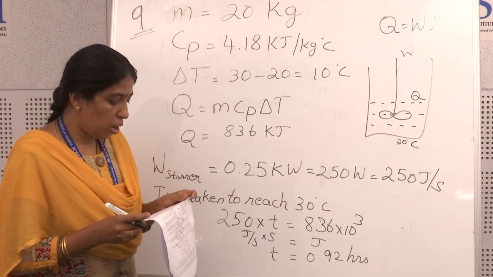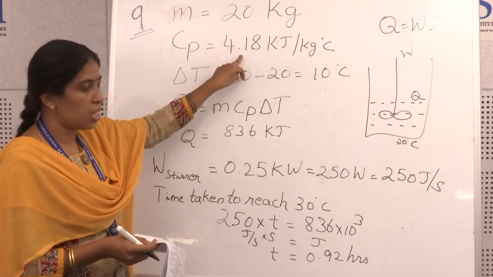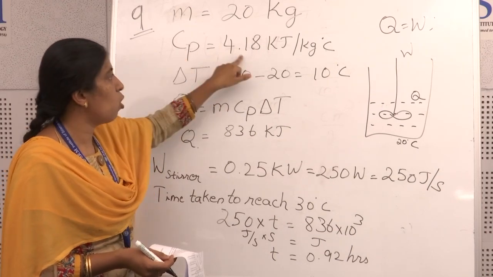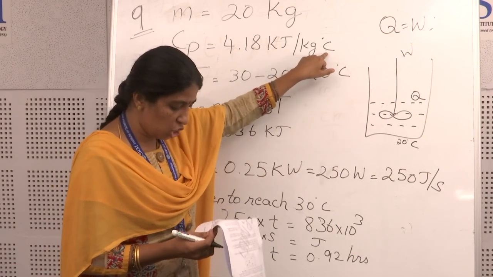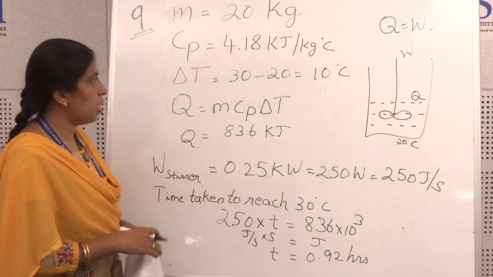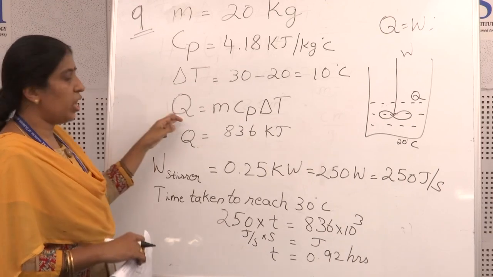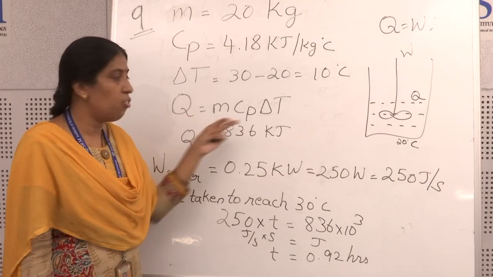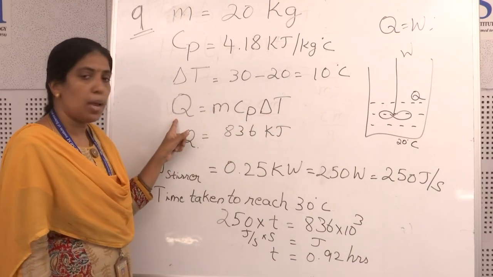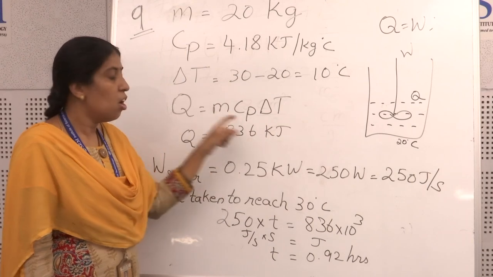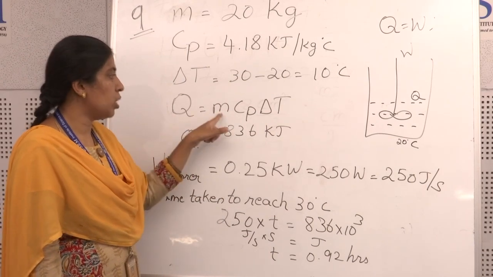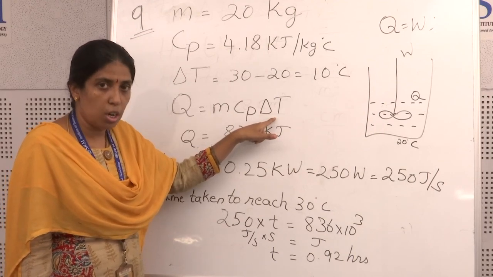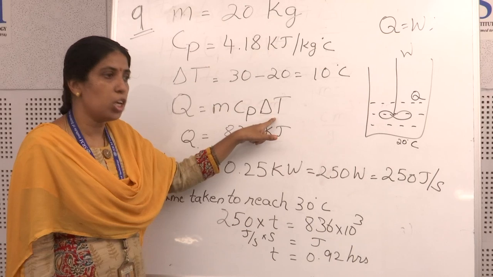For Cp of 4.18 kilojoules per kg degree Celsius. So Cp is given in the question: the specific heat capacity of water at constant pressure is 4.18 kilojoules per kg degree Celsius. Okay, so what you need to find is the time. Do we need any formula for Q? Yes. How do we calculate the heat evolved for the change in temperature? We know that Q is equal to Cp into delta T. For m kg of water, Q is equal to m Cp into delta T. Delta T is the rise in temperature of water due to the work done by the stirrer of 0.25 kilowatts.